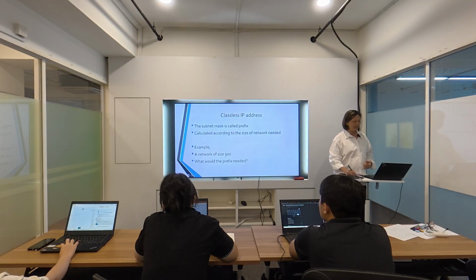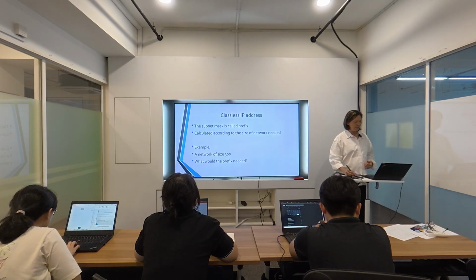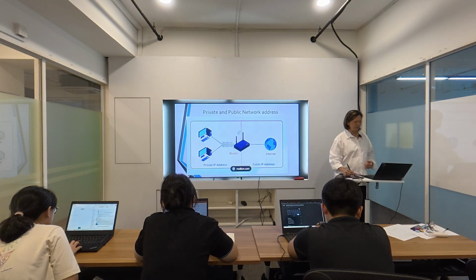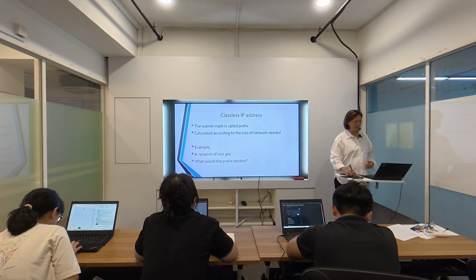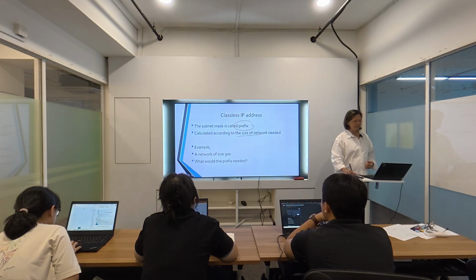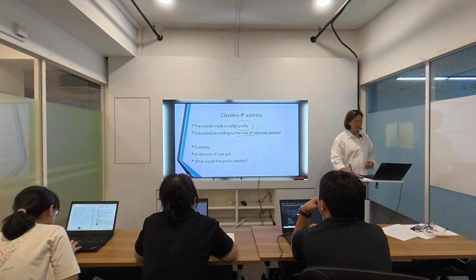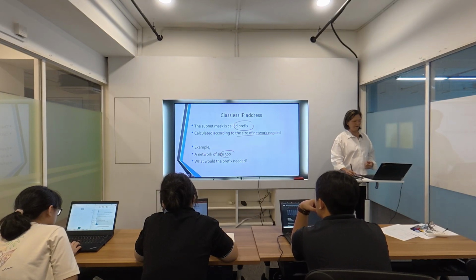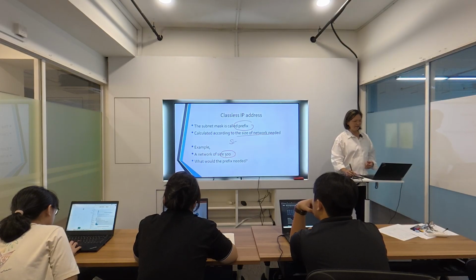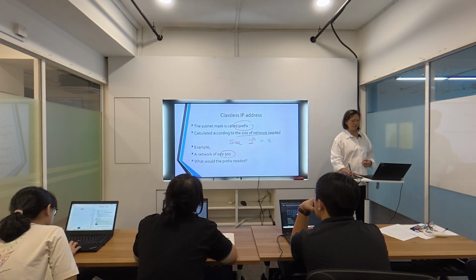Now, we just calculate our mask exactly to the size that we need. And that mask is called the prefix. Right? The slash mask is called the prefix. So we calculate the prefix exactly to the size of the network we need. So if I need a network of size 300, right? Just now we know that the size of the network would be 2 to the power of the number of host bits, correct? So if you equate it to 300, right?